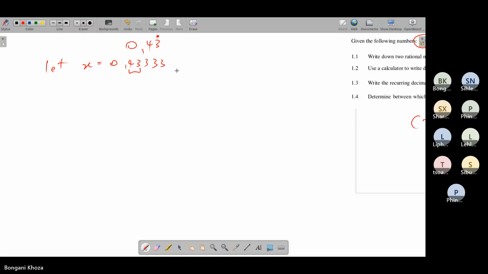Yes, 100, right? Not 10, 100. So you say x times 100 over there. So this ends up being 100x, equals 43.33333 and so on. So these 3's are recurring. What you will do now, you'll say this is your equation 1, this is your equation 2.